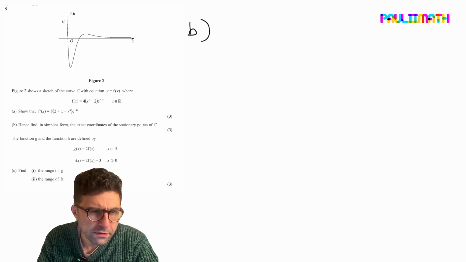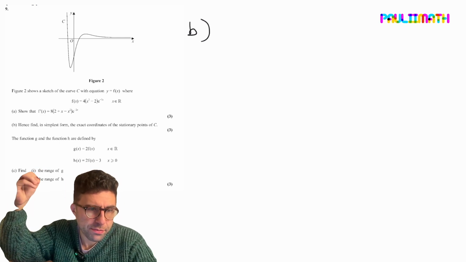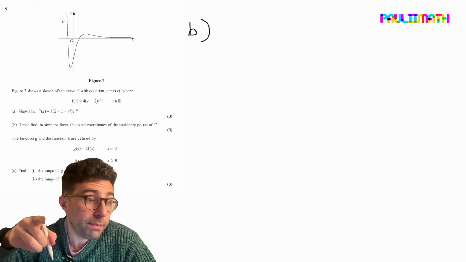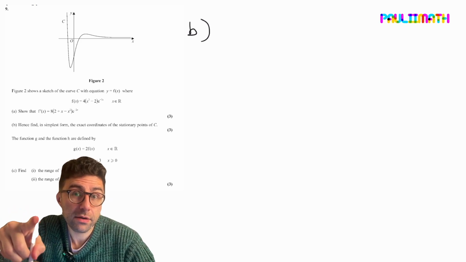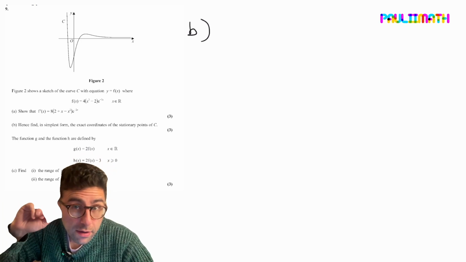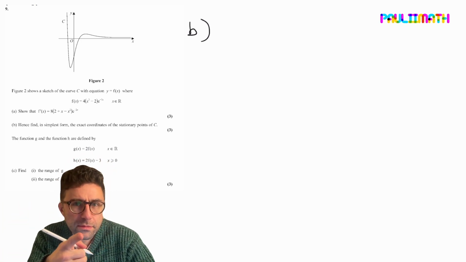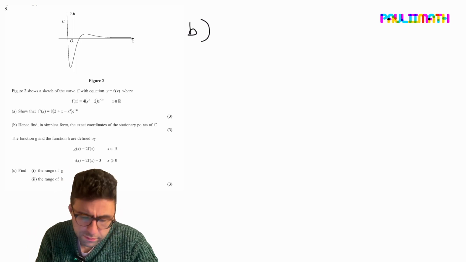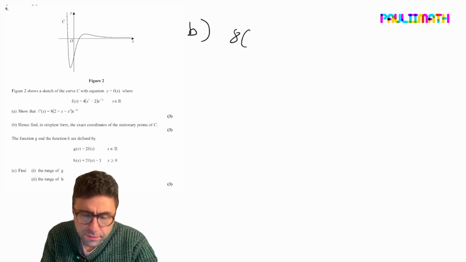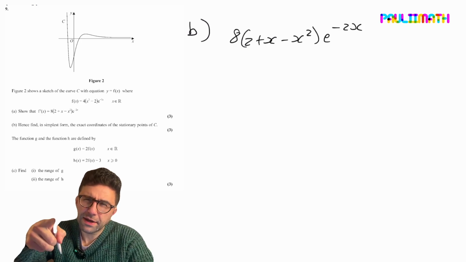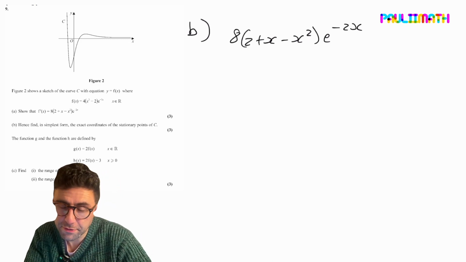Part B now. Hence, find in its simplest form the exact coordinates of the stationary point. Note, they gave you the answer in part A. You could do part B even if you couldn't get part A. Please do that. Please don't capitulate and lose the rest of the marks if you can't do part A. I'm asking nicely for now. So they've given us it. 2 plus x minus x squared. They like to write that e to the minus 2x at the end for reasons best known to themselves.